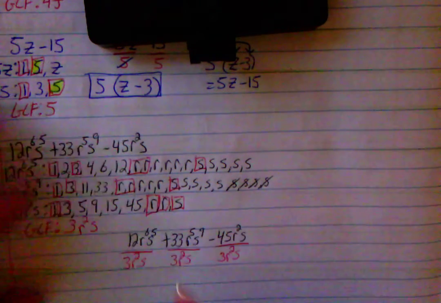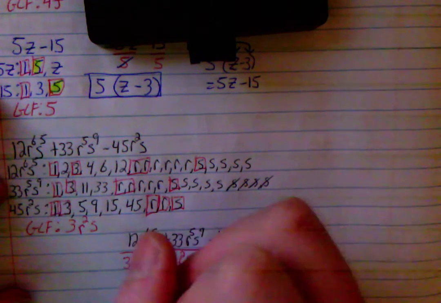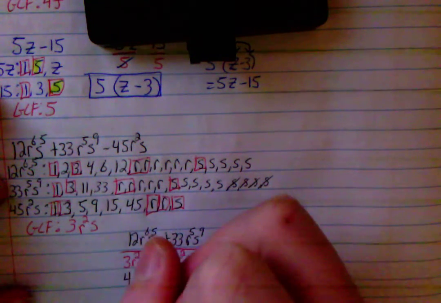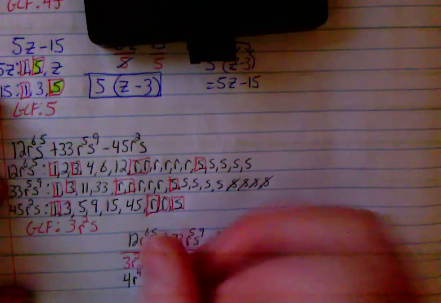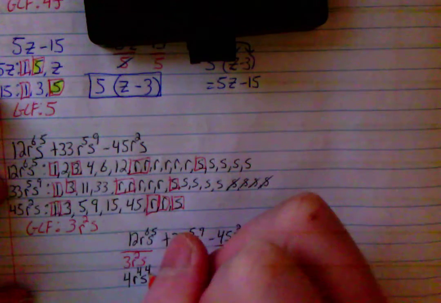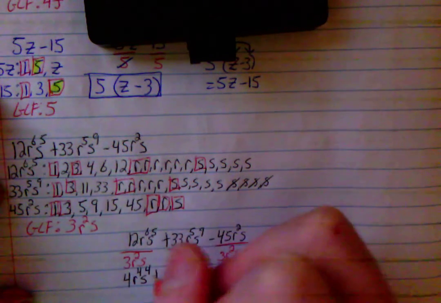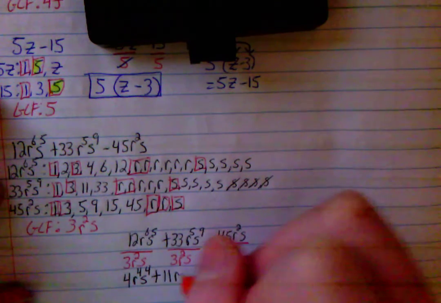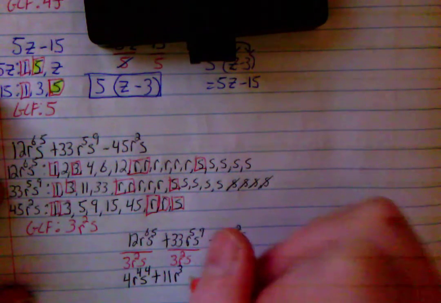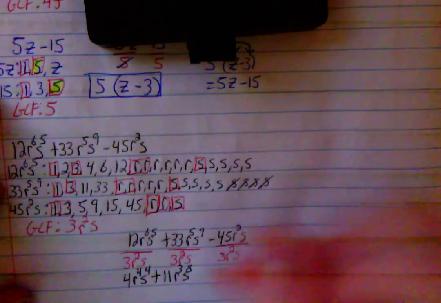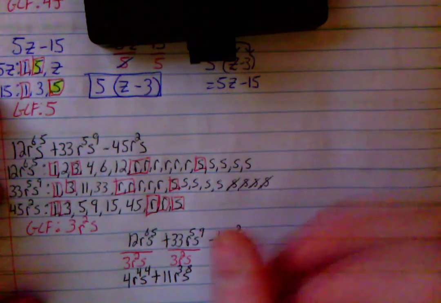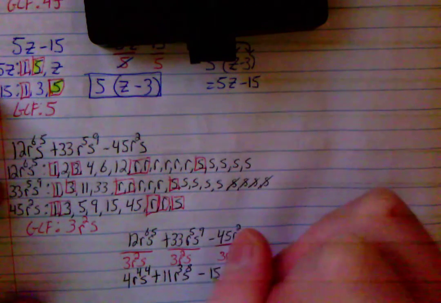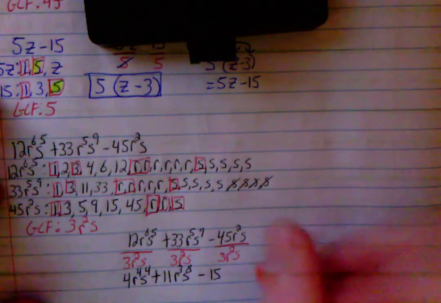So 12 divided by 3, we get 4. r to the 6th divided by r squared is r to the 4th. And s to the 5th divided by s is s to the 4th. Plus 33 divided by 3 is 11. r to the 5th divided by r squared is r to the 3rd. s to the 9th divided by s is s to the 8th. Remember, these s's really have an exponent of 1. And last, 45 divided by 3 is 15. r squared divided by r squared cancels out. s cancels out.